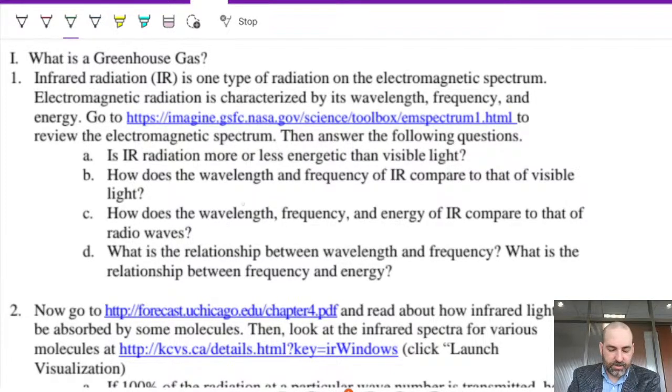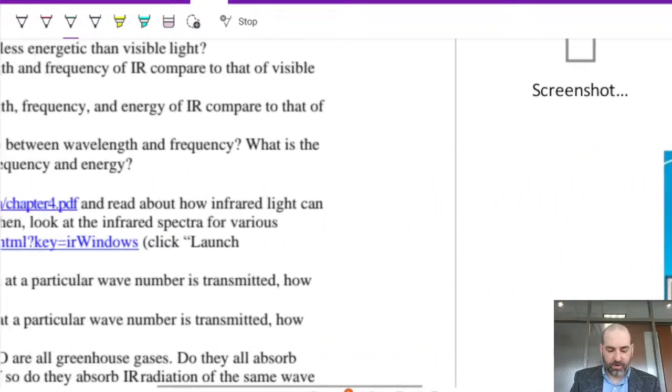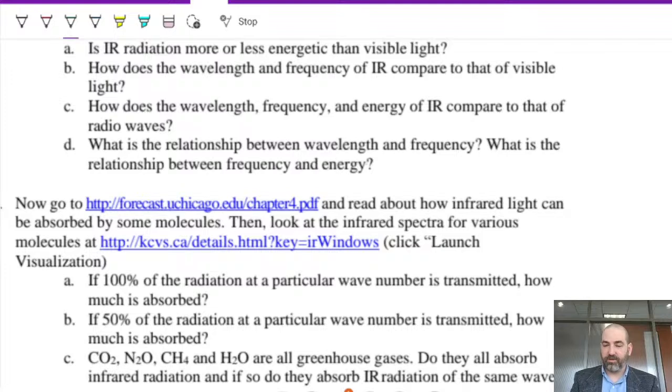So wavelength and frequency are two things that we use to describe light. Wavelength refers to, if we go back to our picture here, how long it is between, let's say, the top of one wave and another wave. So as the wavelength gets shorter, the oscillation gets faster. And that's why frequency is an inverse of wavelength. The higher the frequency, the faster it's oscillating and the shorter the wavelength is.